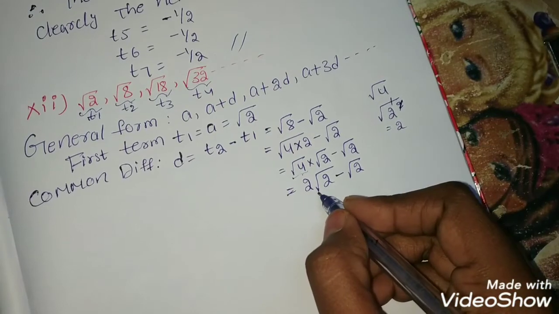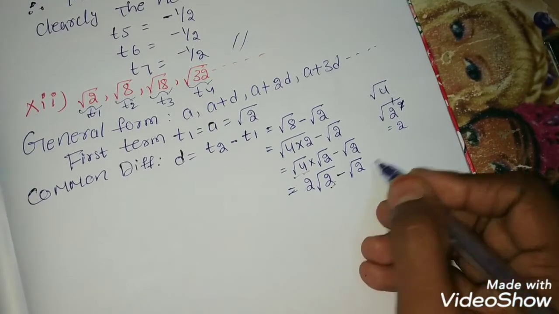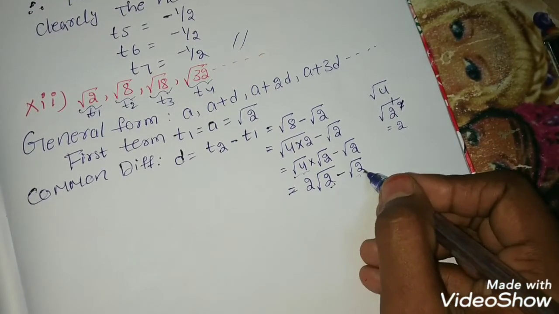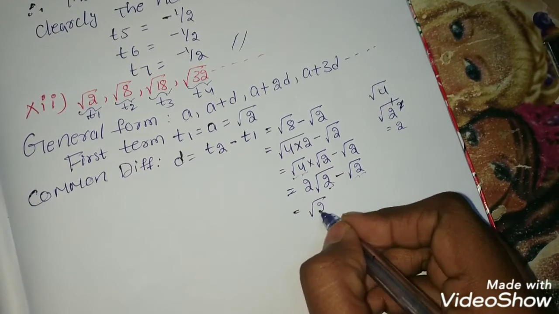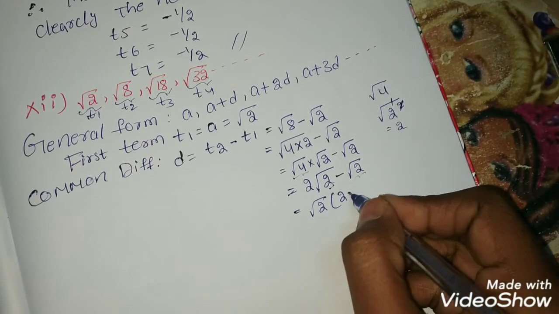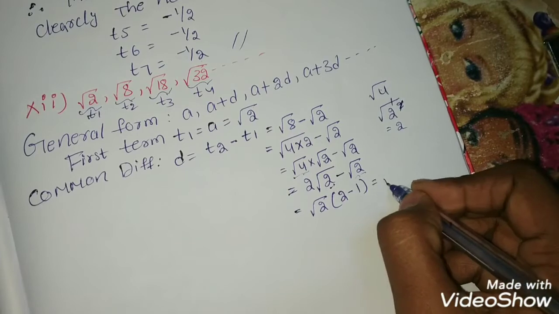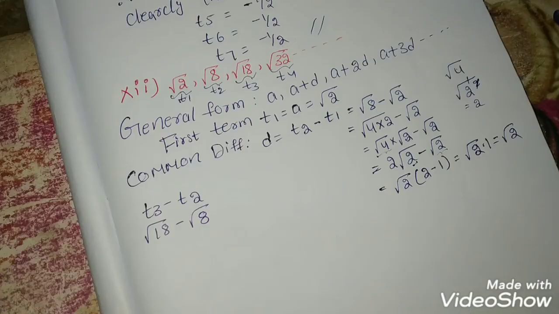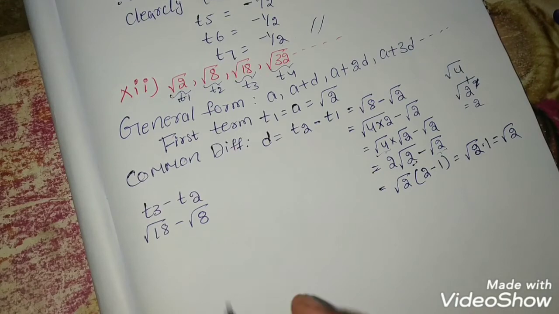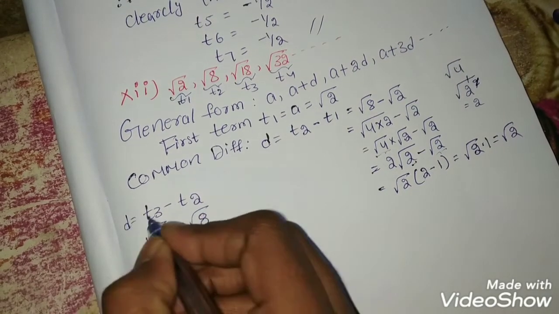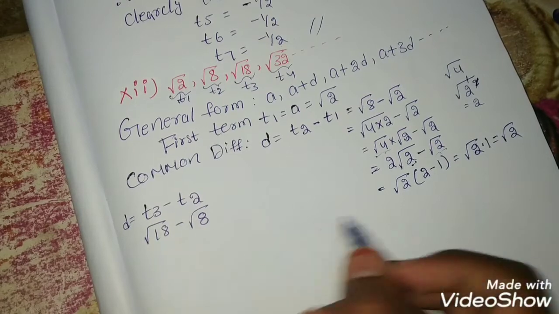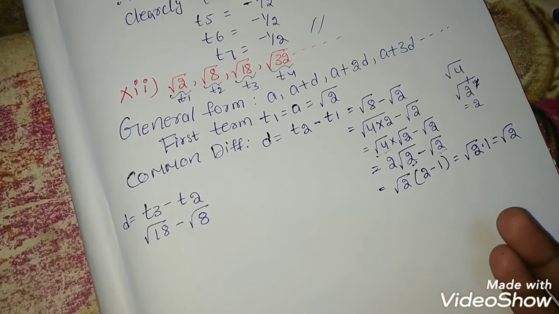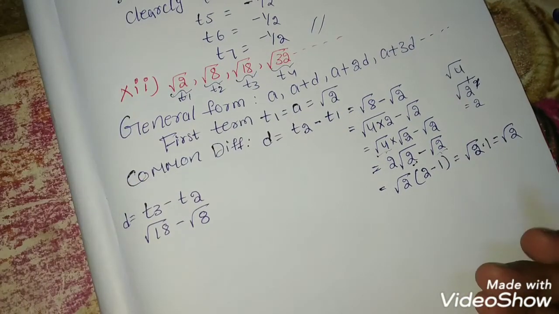See here, on the left side we have root 2 and on the right side we have minus root 2. Why don't we take root 2 common and we get 2 minus 1. So we get root 2 into (2 minus 1), which is 1. We get root 2 itself. Understand? Next, let's find T3 minus T2. If we get the same result, that is root 2, then this series is in arithmetic progression.